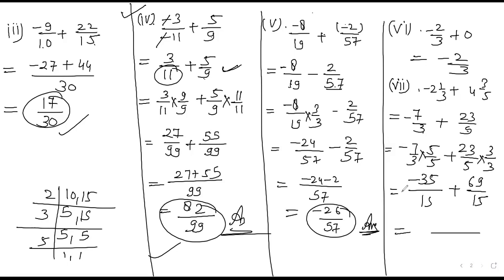Now you know that the denominators are the same, so you have to copy the numerator part with their sign. So if you simplify, you will get 34 upon 15, right? Why the plus sign? Because 69 has a plus sign. In this way, question number first is completed. Moving on to the next question, question number second.